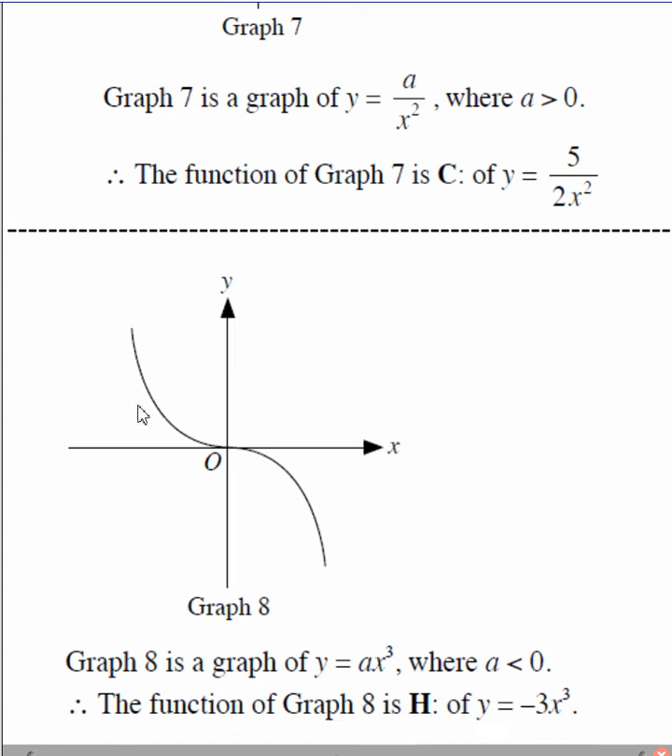Now if you see here, this reminds us of a cubic again, but it is coming from up to down. So it is a negative coefficient of x cubed. So it is minus 3x cubed. So I hope all your answers would be right.